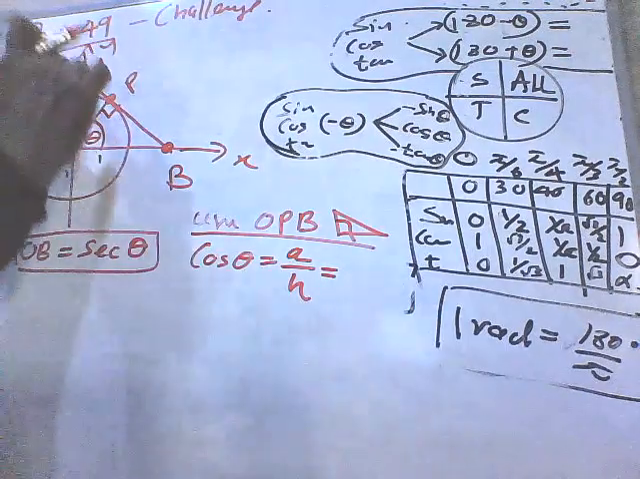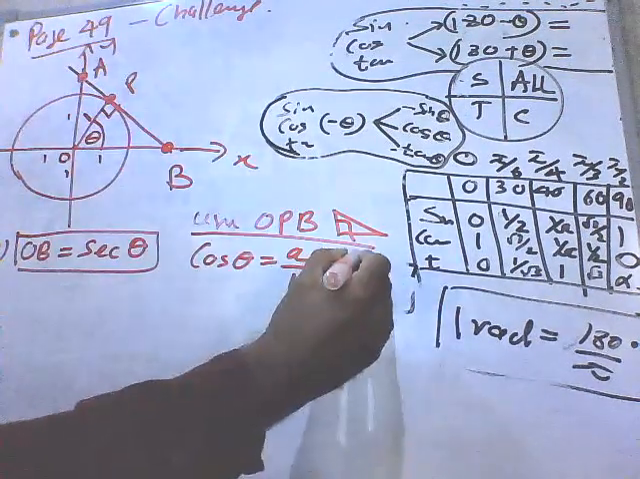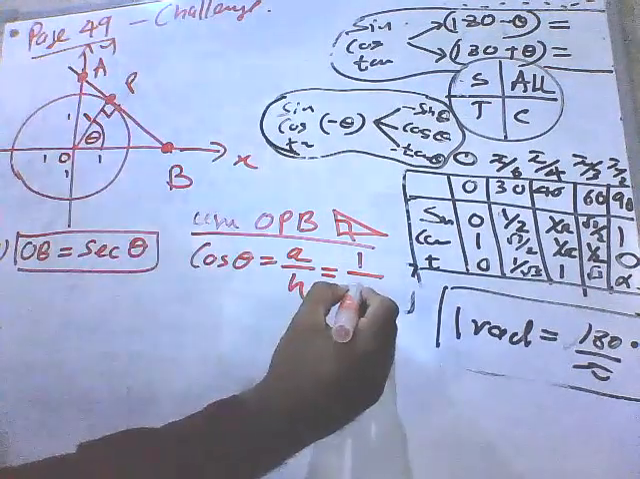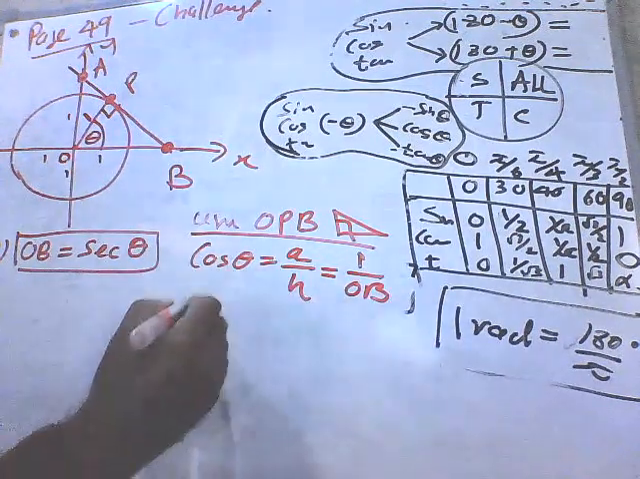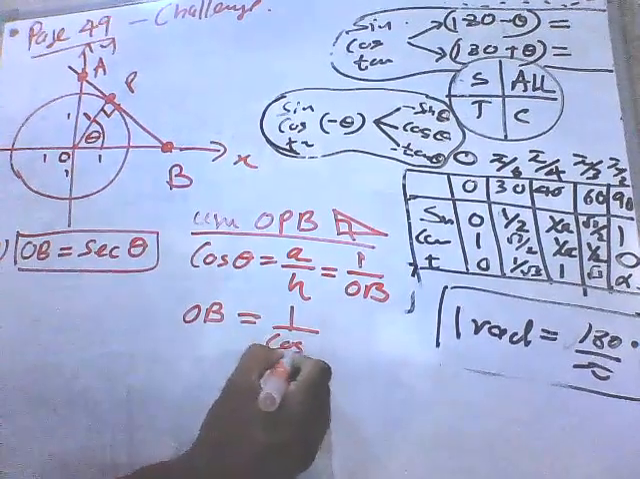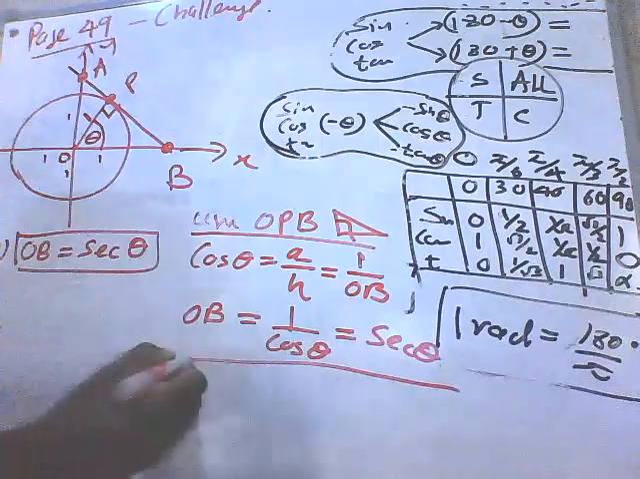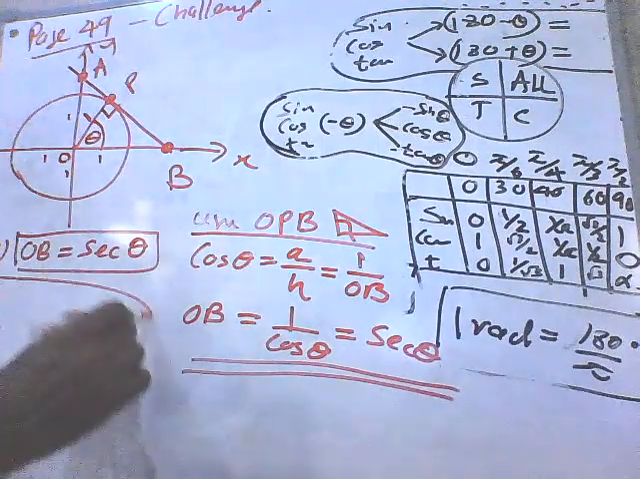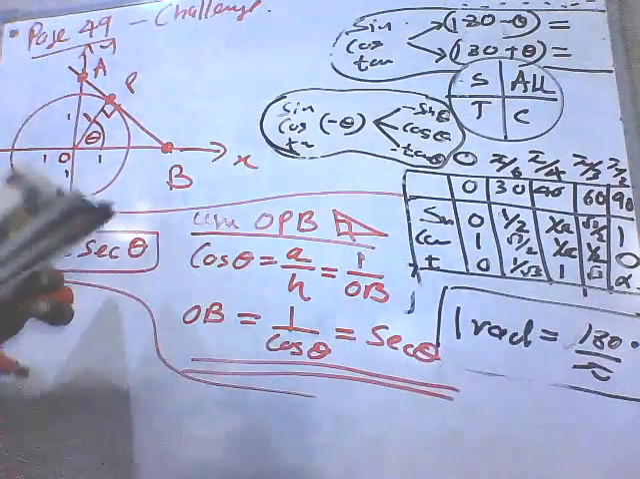So that is adjacent. Now if you take this triangle, adjacent is 1, and the hypotenuse, opposite 90 degrees, is OB. So 1 over OB, then OB is equal to 1 over cos theta. So that is equal to sec theta. Okay, so part A is all right. Now we'll see whether we can do part B.